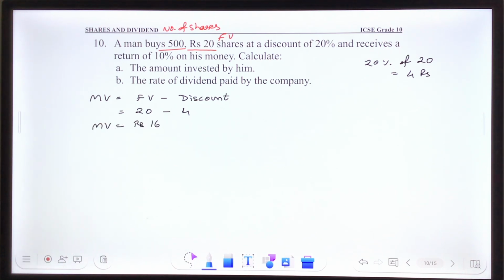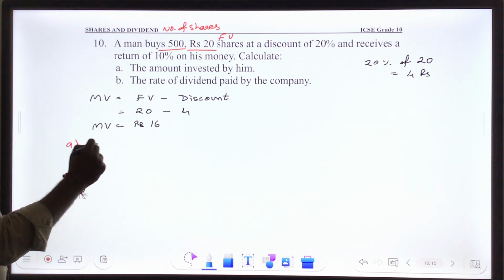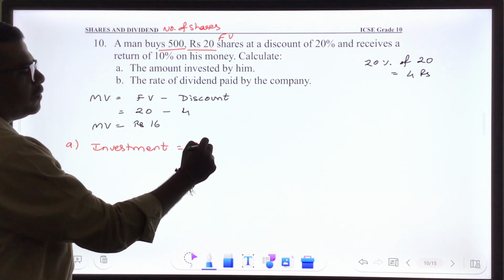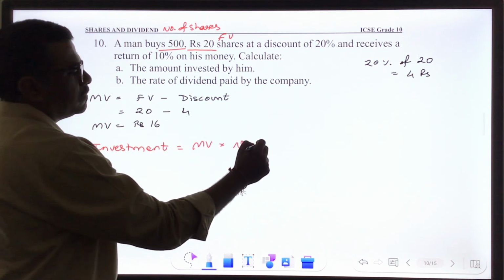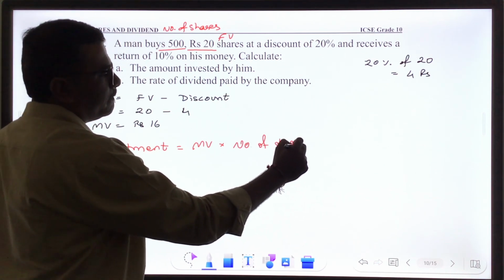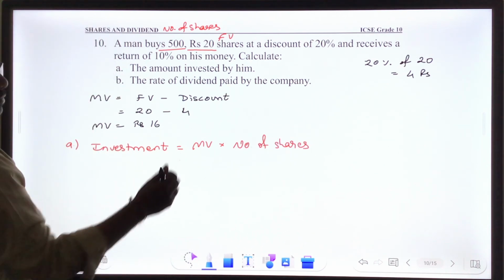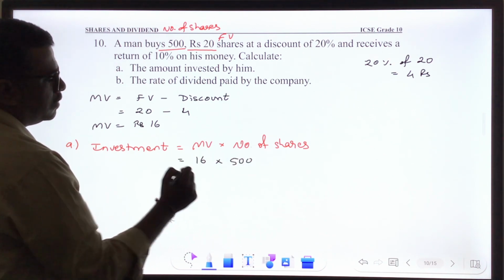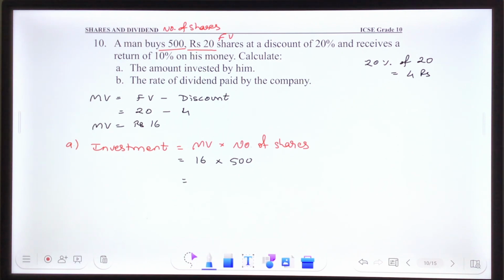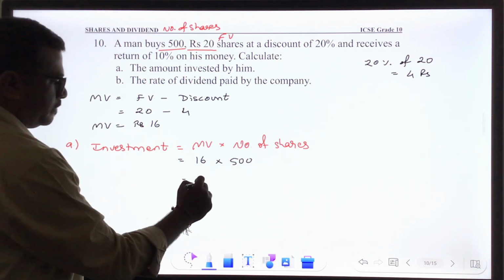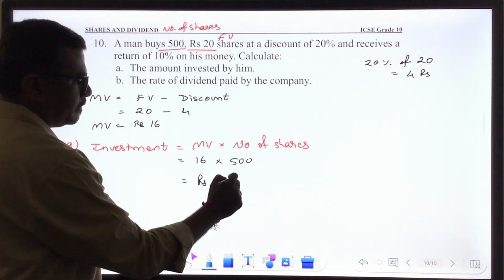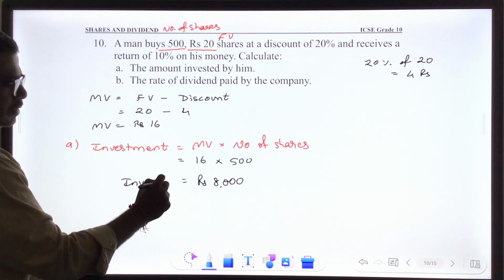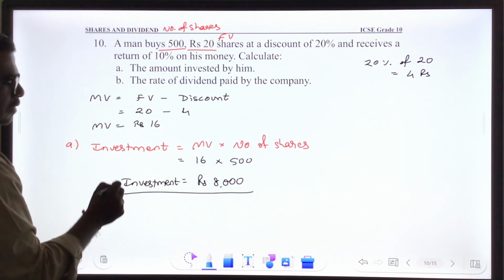Now to calculate the investment, it equals market value times number of shares. So that is 16 times 500. So his investment is rupees 8,000.